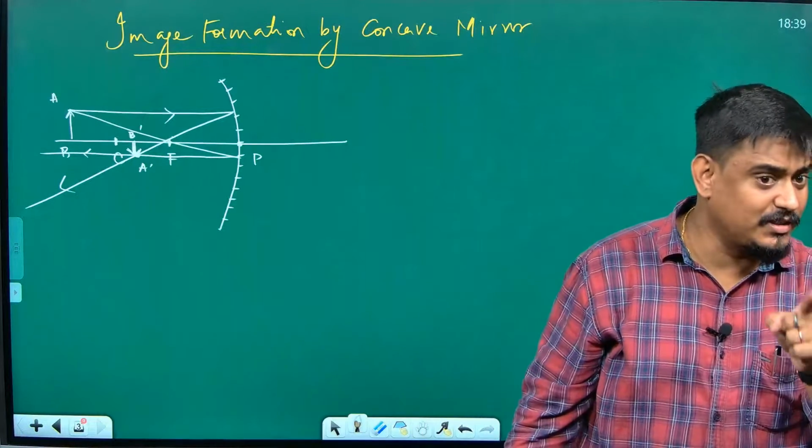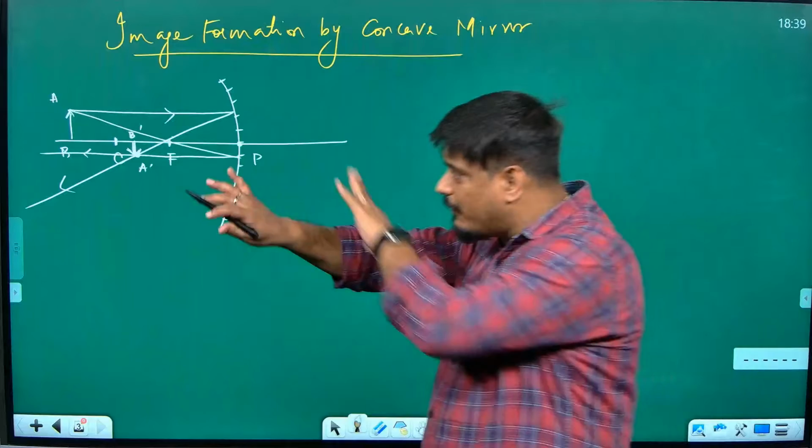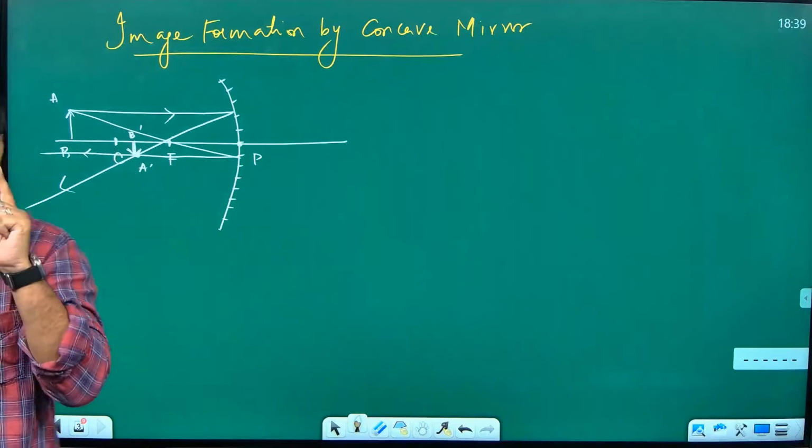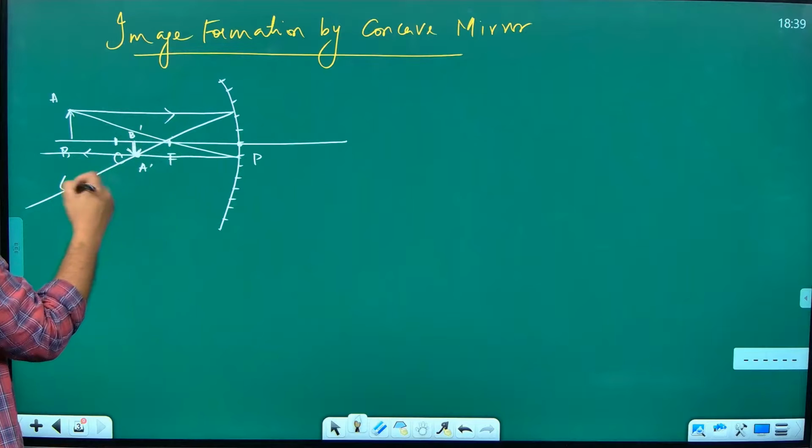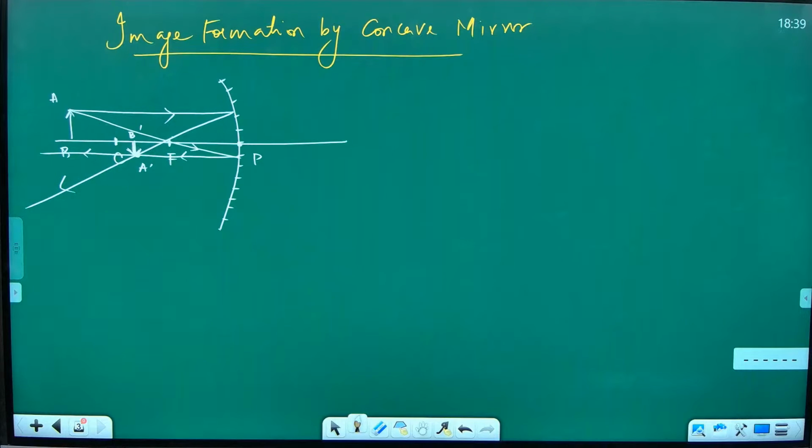Are you getting my point? Whenever you draw image formation, some things which are very important and necessary are ray arrows. So here again I should draw arrows like this. Second thing is, whenever you draw the image ray diagram, you must write the nature of the image.